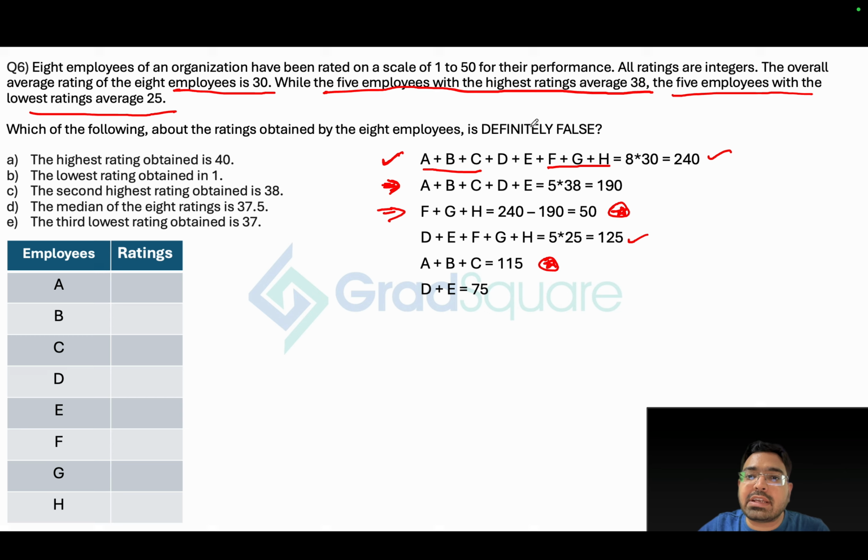Now which of the following is definitely false is what the question is talking about. Now let's try to look at some more inferences from these equations.